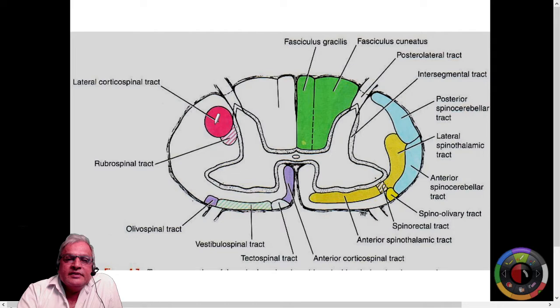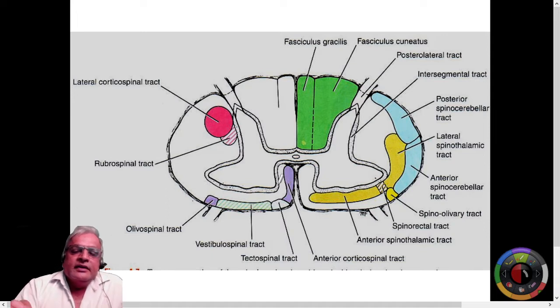Now, what's the difference between the anterior corticospinal tract and the lateral corticospinal tract? The lateral corticospinal tract comes through the pyramid. It is a crossed tract, whereas the anterior corticospinal tract is an uncrossed tract which crosses at the segmental level. So that is the basic principle of your CNS, the arrangement.